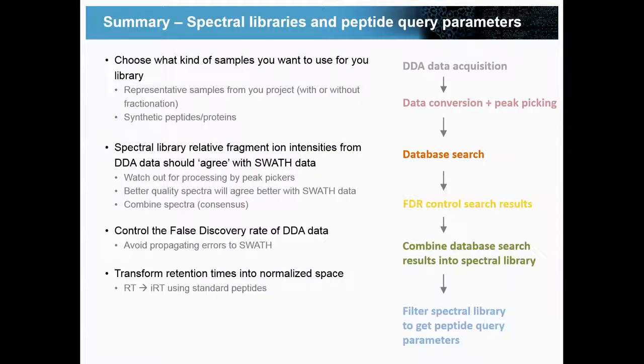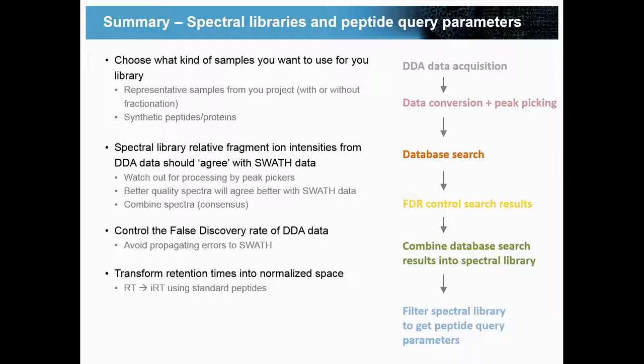So summary is, okay, we just walk down through this, choose what kind of samples you want to use. So either representative samples from your project, or synthetic peptides or proteins, or potentially a mixture of these, or potentially online resources that are large collections of these. For the spectral library, relative fragment ion intensities, it's good when these agree with the SWATH data, meaning that you don't allow peak pickers to change the intensities too much. If you have better spectral quality, then this will agree better with the SWATH data.